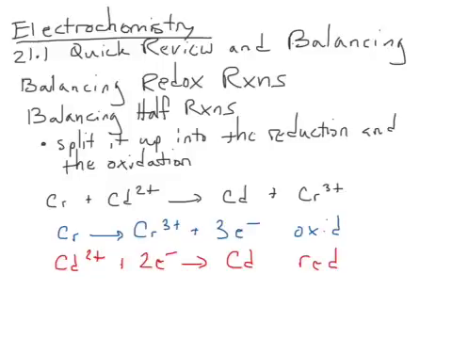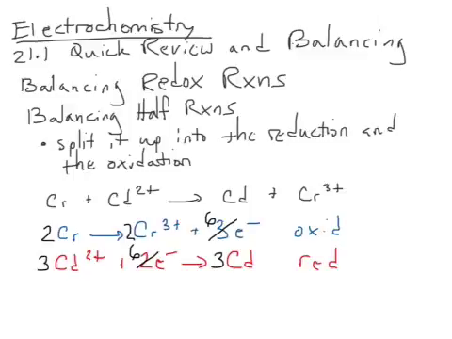So we have 3 and 2 electrons, so we need to multiply our oxidation reaction by a 2 and our reduction reaction by a 3. If I do that, I'm going to multiply oxidation by 2, so I get 2 chromiums, and this becomes a 6. And my reduction gets multiplied by 3, so I get 3 cadmium ions, 6 electrons, and 3 cadmiums.